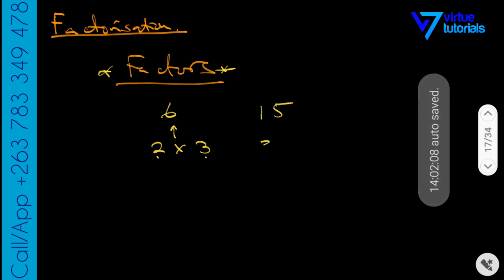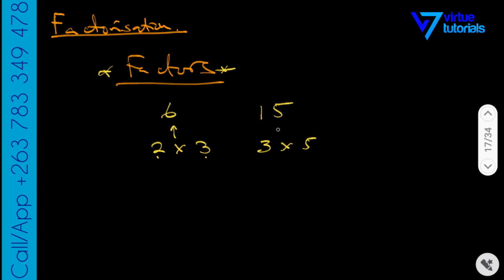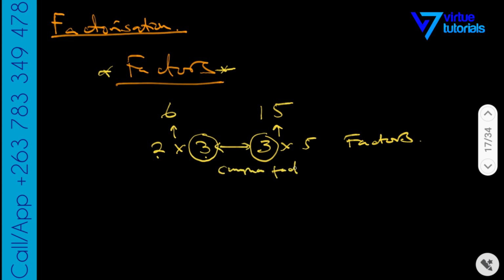And then 15 is 3 times 5. So 3 and 5 are the factors of 15. Factorization has to do with factoring out, or looking for the common factor. The common factor between these two is 3. If we remove this 3, we'll be left with only a 2 there. If we remove the 3 there, we're only left with a 5 there.